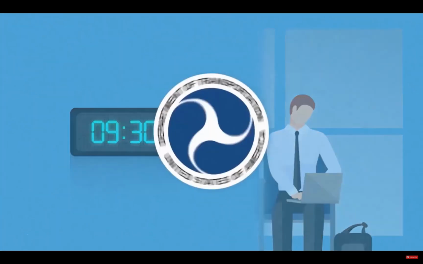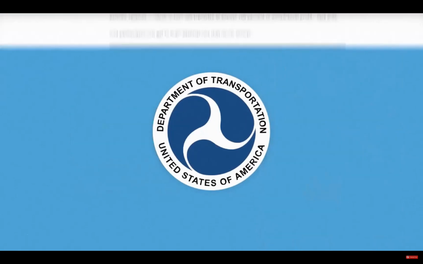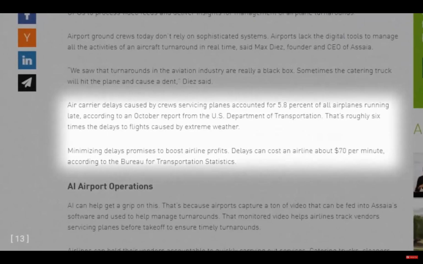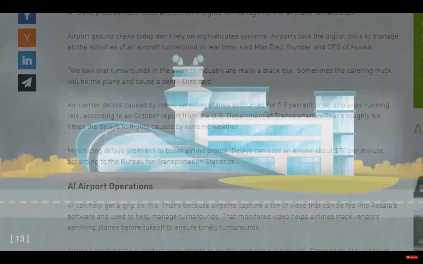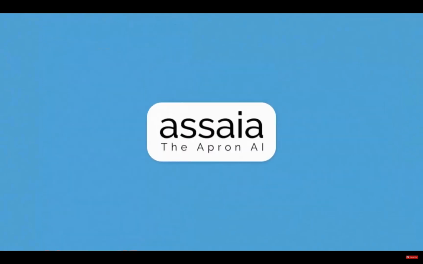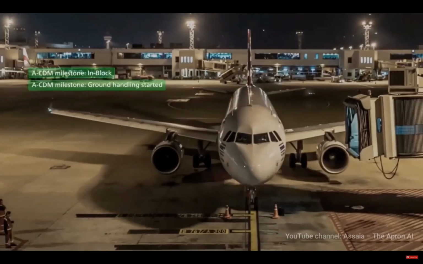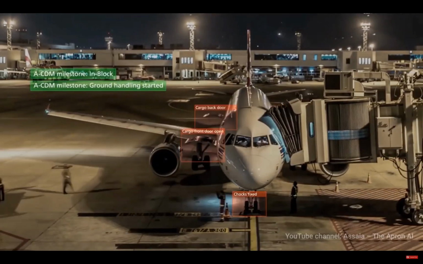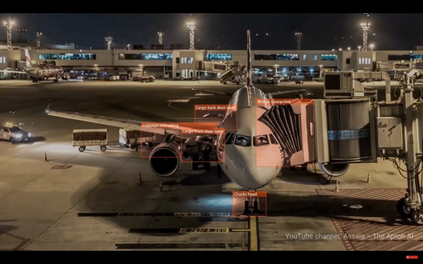The U.S. Department of Transportation calculated that delays caused by plane servicing accounted for 5.8% of all delayed flights. That's nearly 6 times more than flights delayed because of extreme weather. Zurich-based startup Asai provides software that processes video streams from airfields using image recognition algorithms.